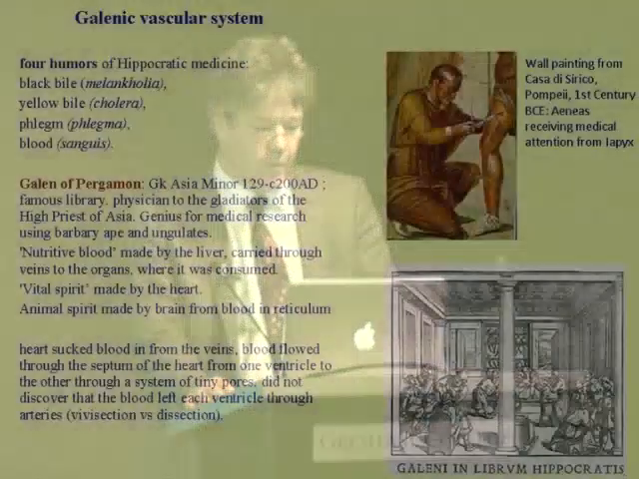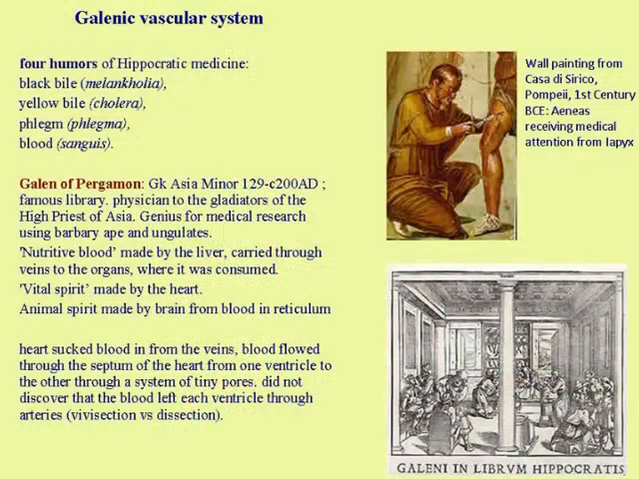Meanwhile, on the other side of the world, the ancient Greeks were developing a theory that health depended on four humours: black bile, yellow bile, phlegm, and blood, sanguis. Now, Galen of Pergamon, who was around a little bit after the time of Christ. Pergamon was an interesting place to grow up. It had a brilliant library, second only to Alexandria.